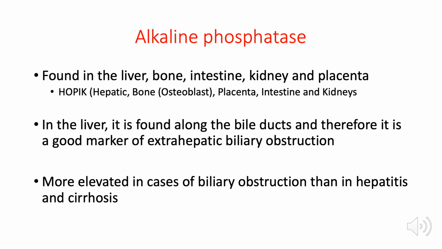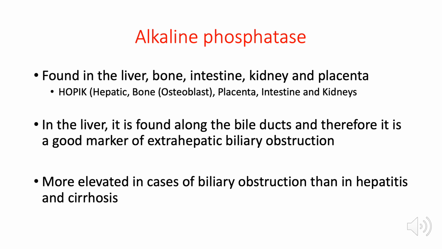I will read the third bullet. It is more elevated in cases of biliary obstruction than hepatitis, and that's in reverse with ALT, because ALT is more increased in hepatitis than in bile duct obstruction. The problem with alkaline phosphatase is that, similar to AST, it is widely distributed. It can be found in the liver, particularly in the bile duct, bone, particularly the osteoblast, intestine, kidney, and placenta.